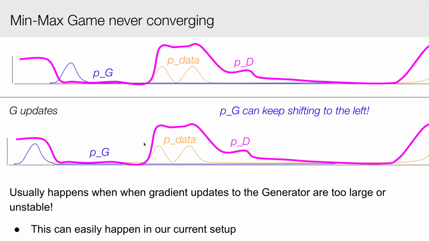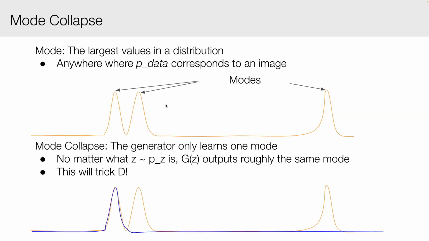So this problem directly leads to the famous mode collapse problem of GANs, right? Again, if we're looking at P data, it has peaks everywhere there's an image from the data set. So maybe this peak corresponds to an image of a 5, that of a 3, that of a 4, and so forth.